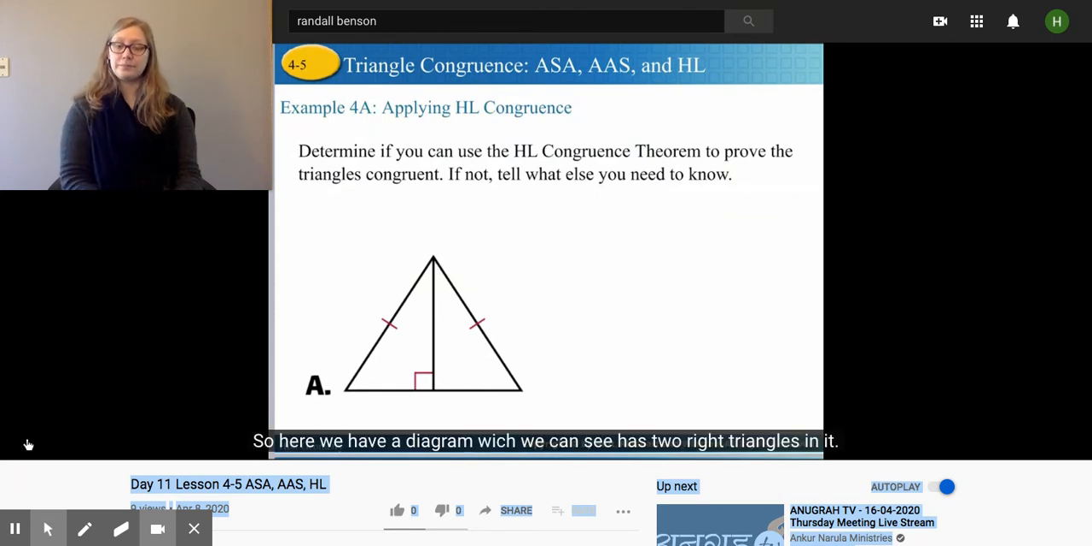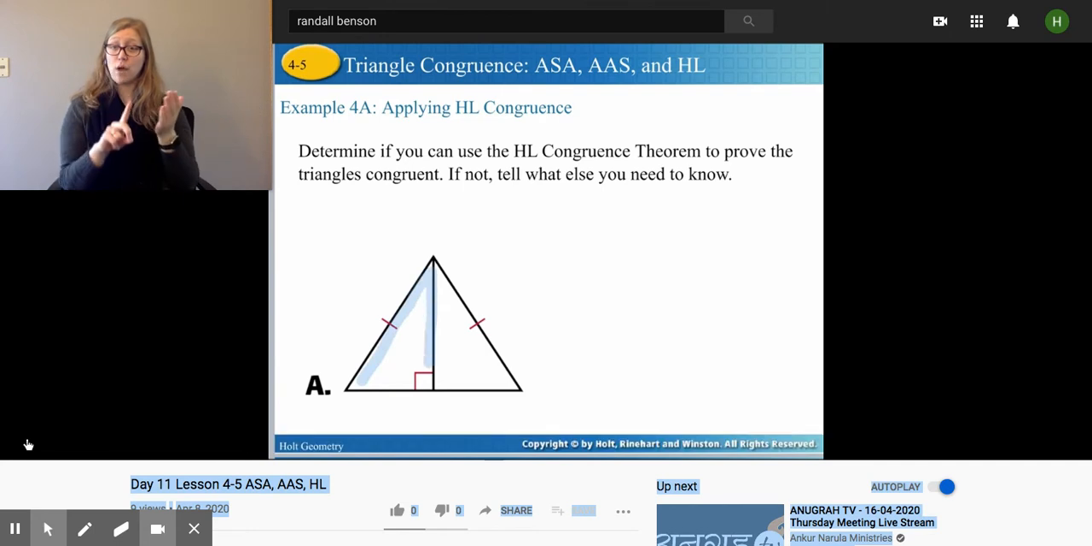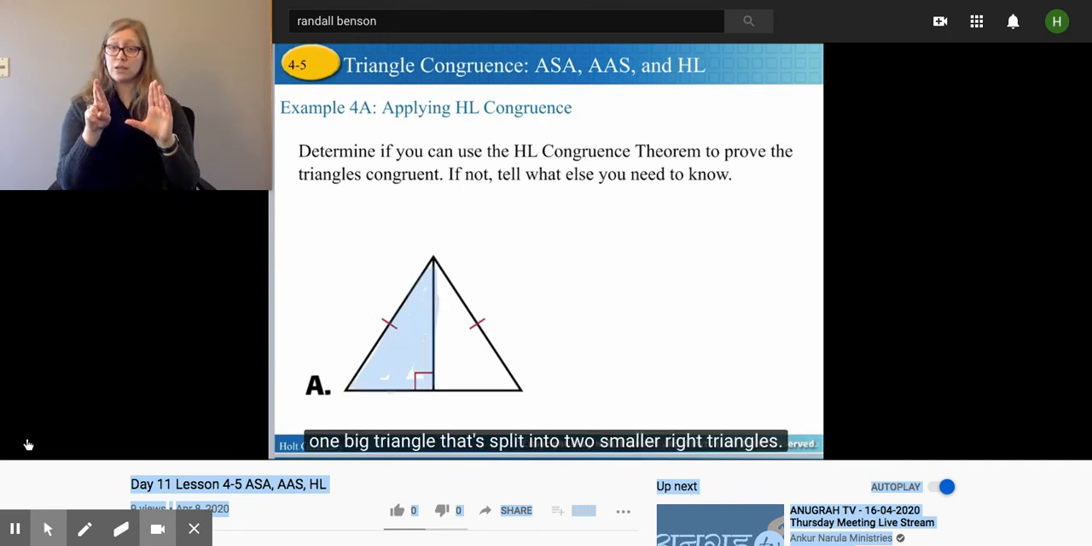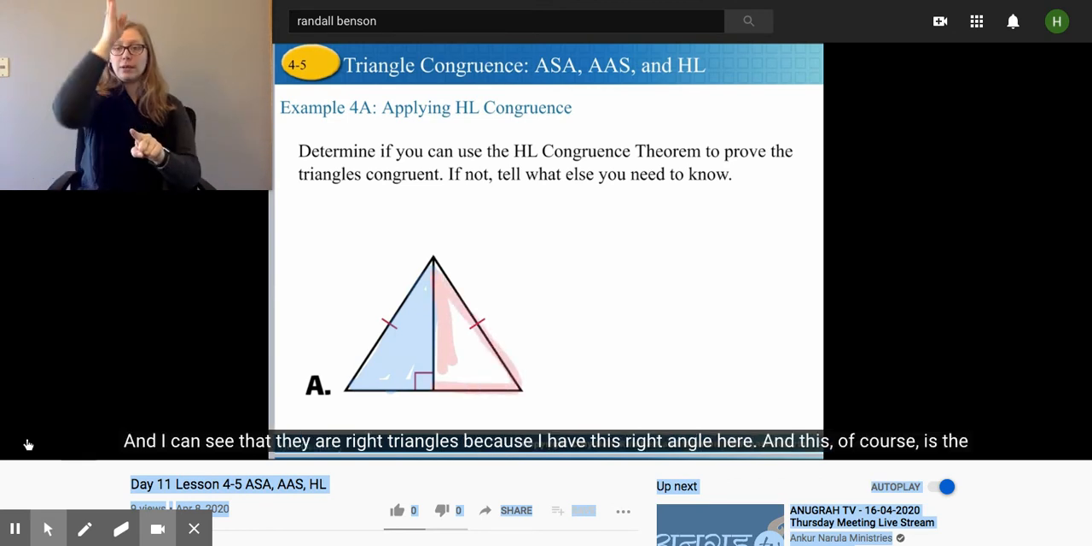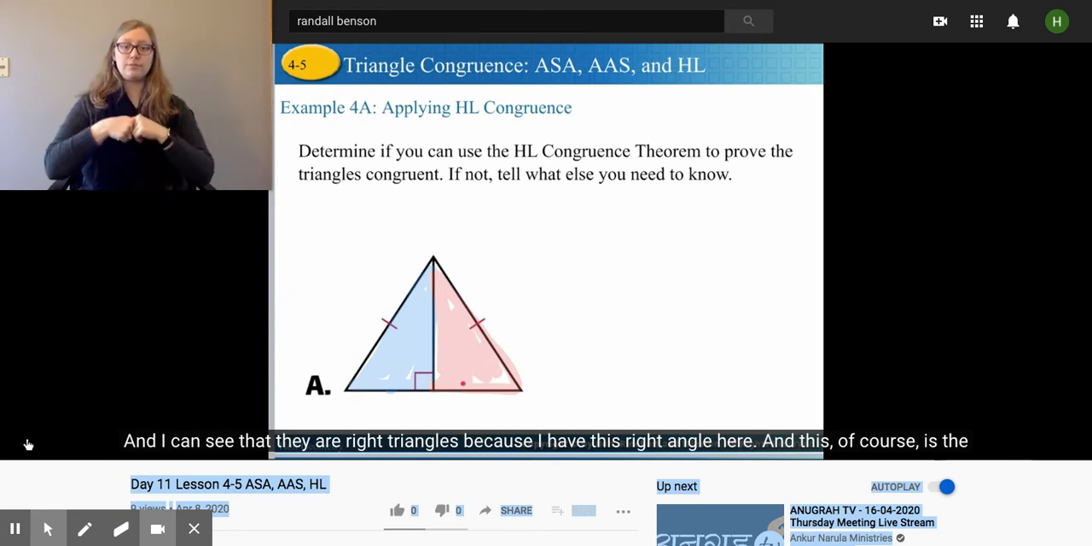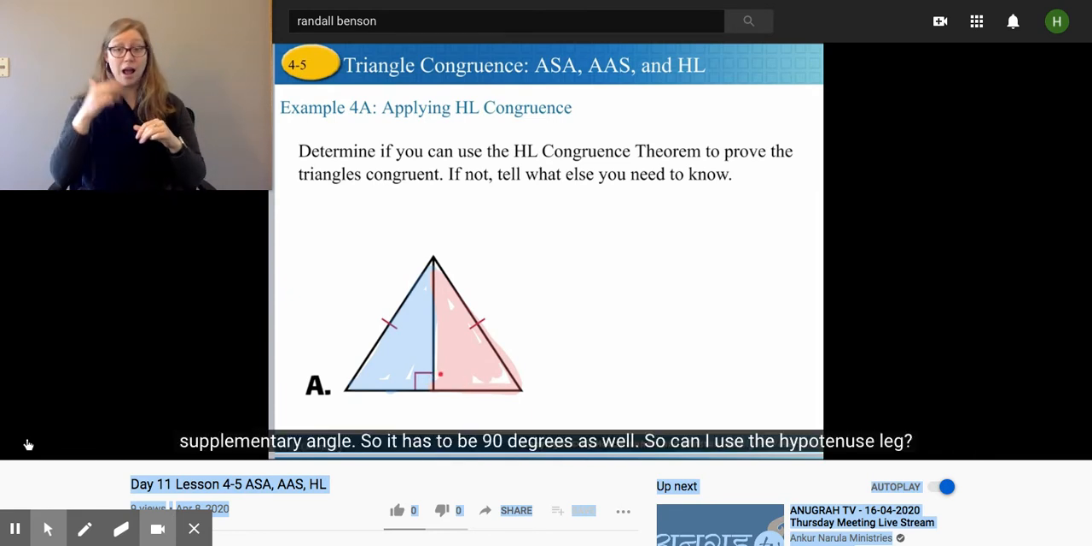So here we have a diagram with two right triangles in it. There's one big triangle that's split into two smaller right triangles. And I can see that they are right triangles because I have this right angle here, and this, of course, is the supplementary angle, so it has to be 90 degrees as well.